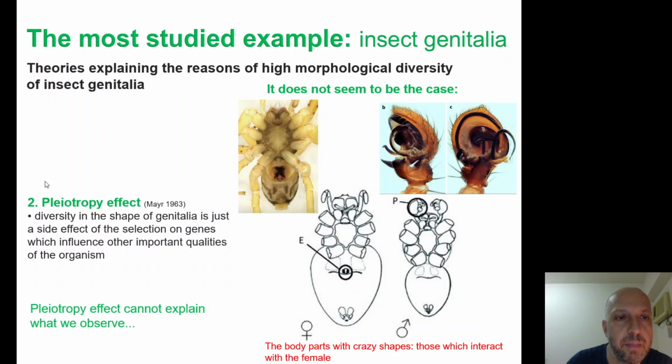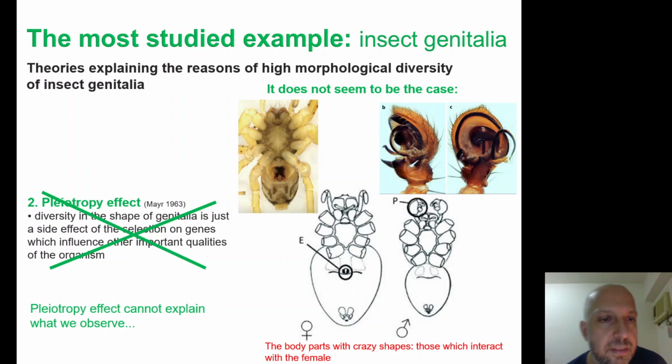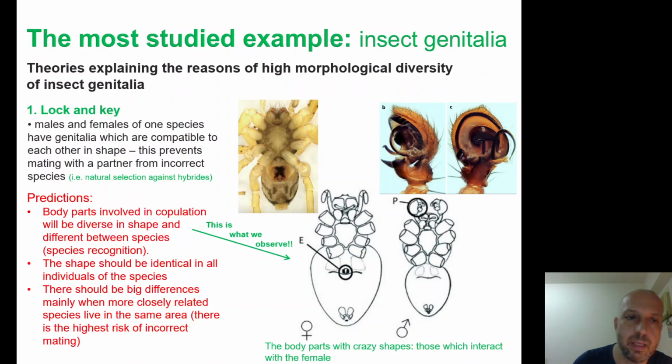So okay, the pleiotropy effect is actually gone. We can cancel it. We can say, okay, that was the wrong idea. So what about the lock and key theory, right? That sounds a little bit better. If it is about the male and female genitalia fitting together, then it works, right?